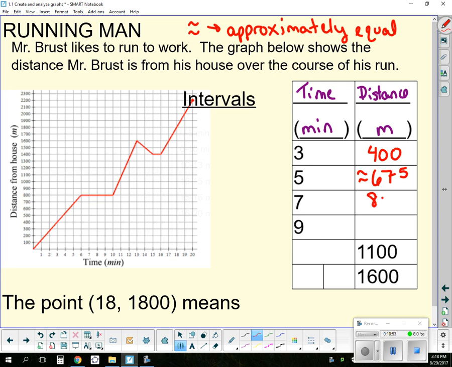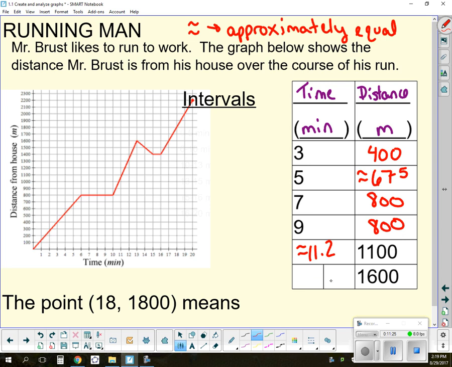he's 800 meters. At 9 minutes into his run, he's still at 800 meters. Okay, now we're looking at the other way. We're looking at what's happening at 1100 meters. So we're not going to look down here. We're going to go up here to 1100 meters and go over till we run into our graph. And it looks to be a little more than 11. So let's say that's maybe 11.2 minutes. 11 minutes, some amount of seconds.